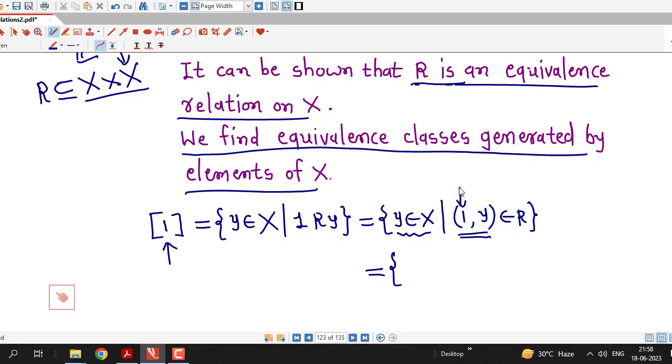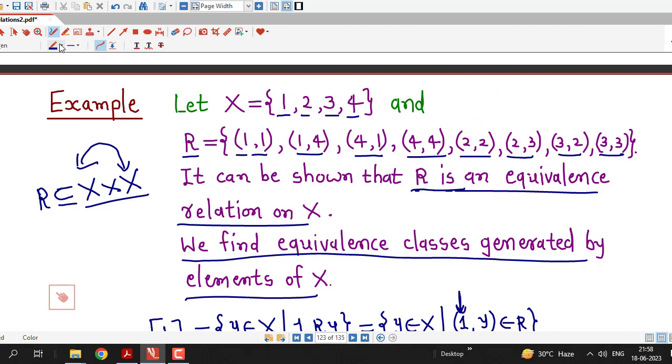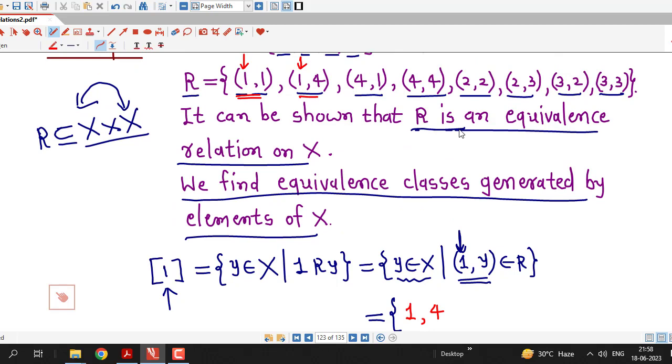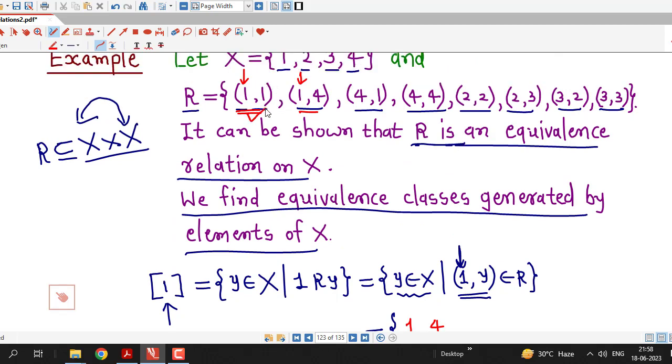So we will concentrate on those ordered pairs whose first element is 1, and for that ordered pair we will write down second component which is y for this equivalence class. So here we mark all those ordered pairs whose first component is 1. So there are only two ordered pairs having their first component as 1 and their second components are 1 and 4. So here I have to write 1 and 4. So we can say that 1 and 4 are related to 1. Here 1 is related to 1.